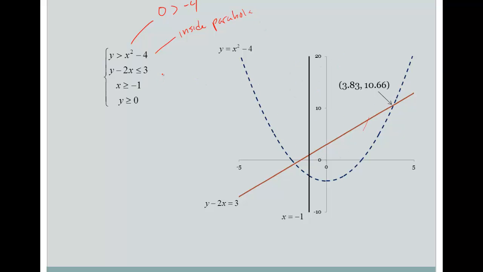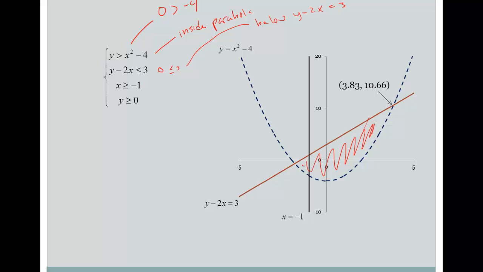Let's look at the line. Let's test the point for the line. Again, 0, 0 is perfect. If I plug in 0, 0, I get 0 less than or equal to 3. Well, that's true. So I want to be below the line y minus 2x equals 3. I want to be a little below that, either on or below it. So right now, what I'm looking at are these points right here. If I was just to look at those two, I would be shading right here.